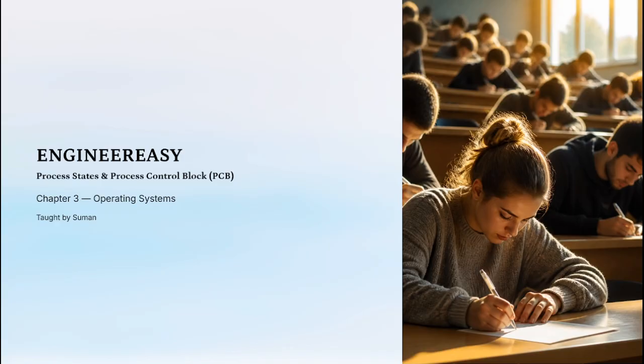Last time we learned process versus program. Remember, program is the recipe, process is the chef cooking it. Today we go one step deeper. We will learn the different states a process goes through and how the OS keeps track of every process using something called the PCB. Let's begin.